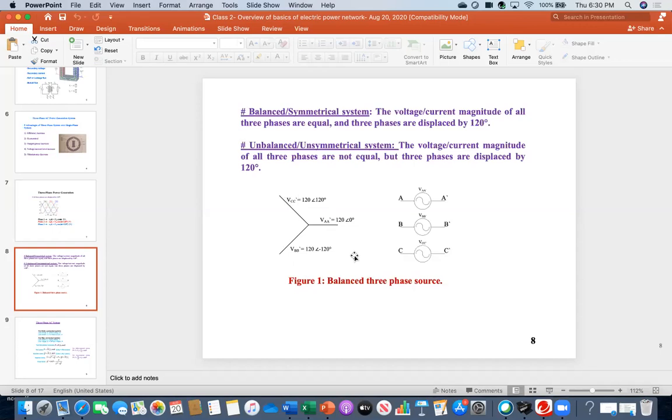So what is the problem of the unsymmetrical system? Just one example. For example, this is A phase and this is B phase. Now here, for example, 120 volts and here is 100 volts, because unbalanced. What will happen? Some current will flow from higher voltage to lower voltage. Or for example, here 120 but here 90. Some current will flow from B phase to C phase internally, which is called the circulating current.